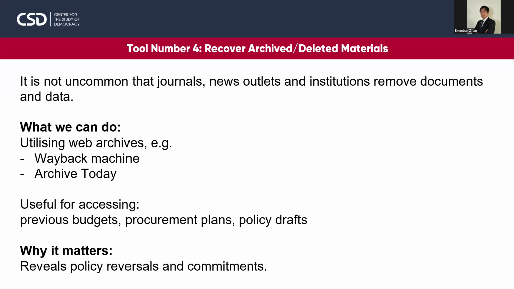Now we're going to look into archived and deleted materials. Documents often disappear from official websites. Budgets can be changed. Policies are revised. Reports can be removed. So archive websites allow us to recover these materials. Tools such as the Web Archive give access to early versions of websites. These can reveal policy changes and commitments. Archived materials are especially useful in long-term governance research.